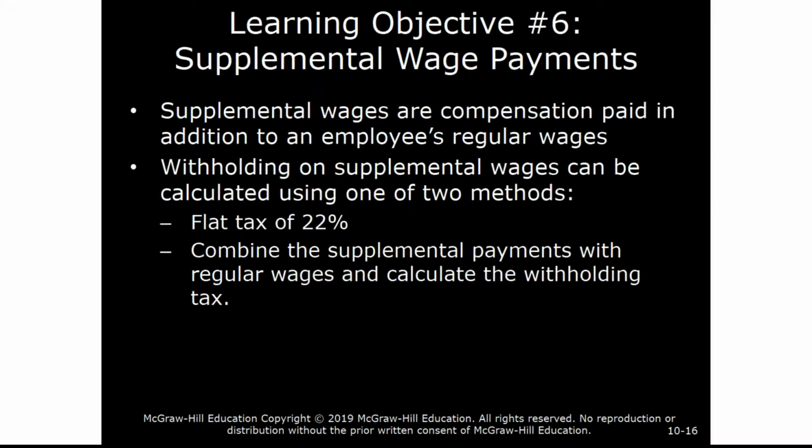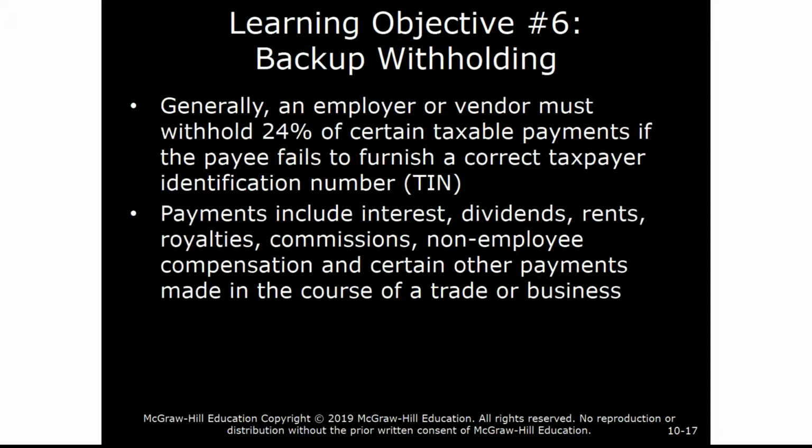I'll demonstrate this calculation later relating to supplemental wage payments. If, for example, an employee received a bonus, there are a couple of ways of calculating the tax on that bonus. One is a flat tax of 22%. Another is to combine the supplemental payment, like the bonus, with the regular wages, and then calculate the withholding tax.